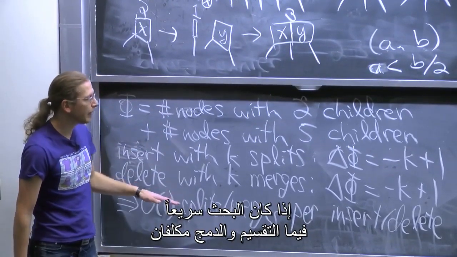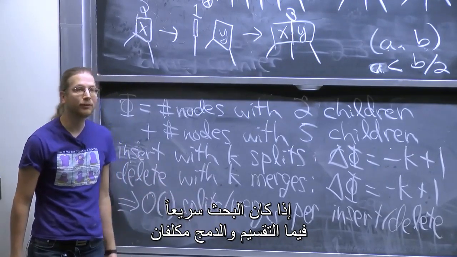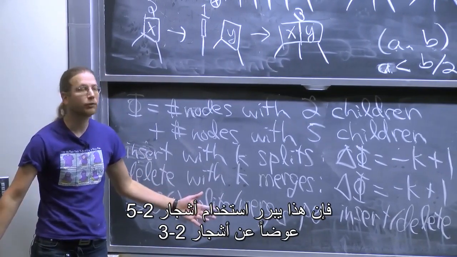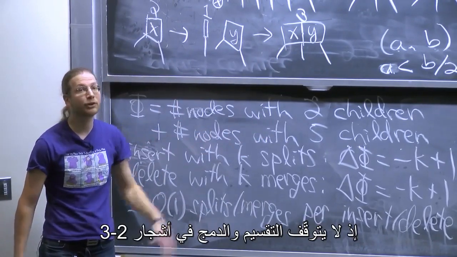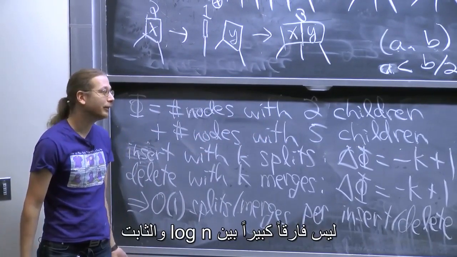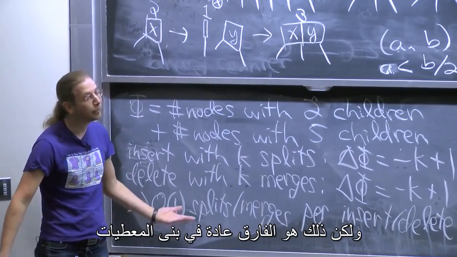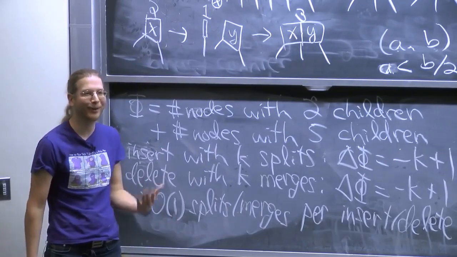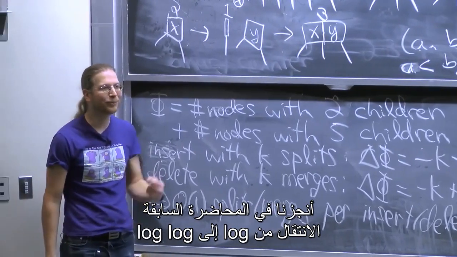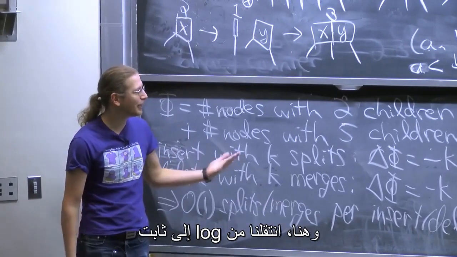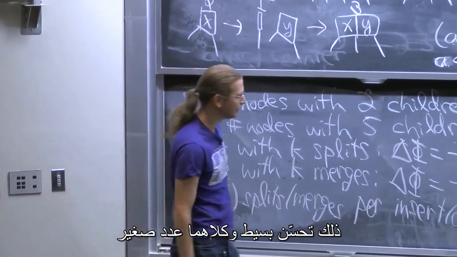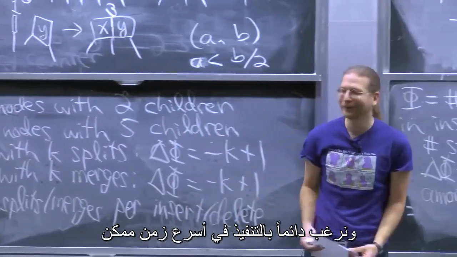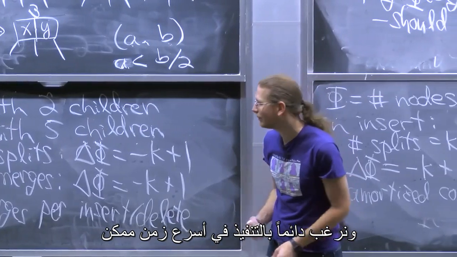If searches are really fast, but splits and merges are expensive, then this is a reason why you should use 2, 5 trees instead of 2, 3 trees. Because 2, 3 trees, they'll be splitting and merging all the time. Log n. It's not a huge difference, log n versus constant, but with data structures, that's usually the gap, right? Last class, we were super excited because we went from log to log. Here, we're excited we go from log to constant. Yeah, it's a little better, but they're all small numbers. But still, we like to go as fast as possible.